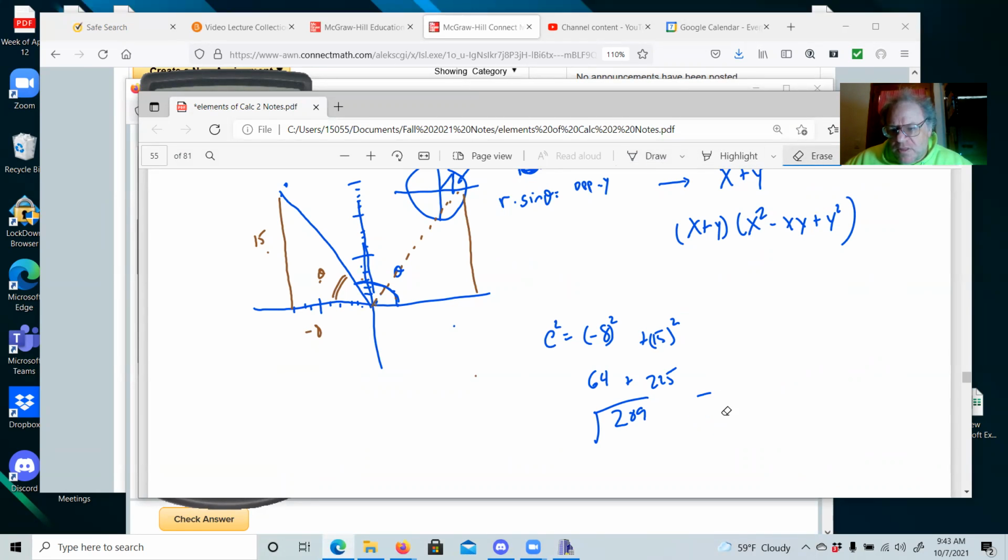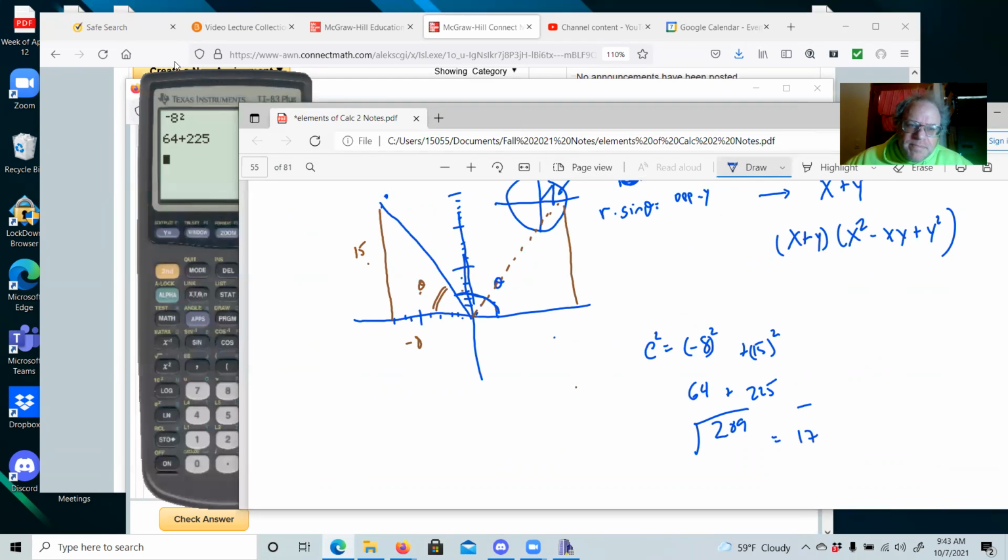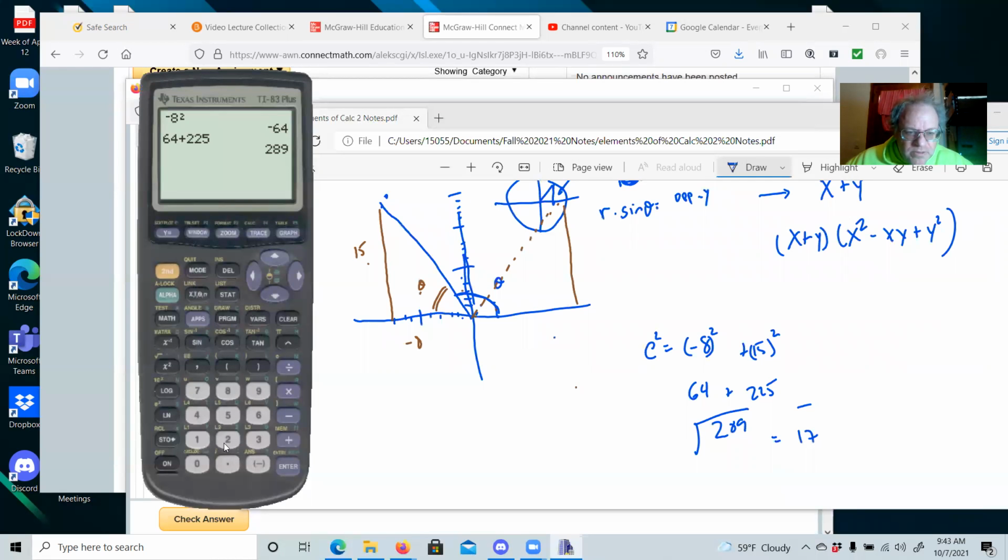Square root of 289. There we go, 17. Just double check it. So we have square root of 289. Boom. Okay.